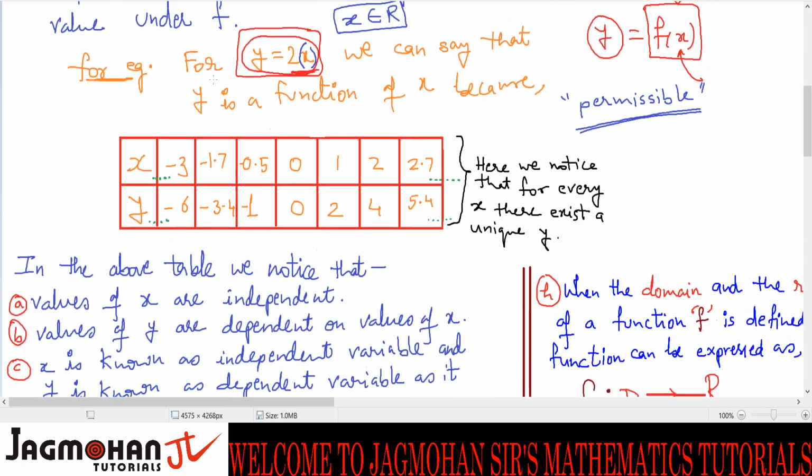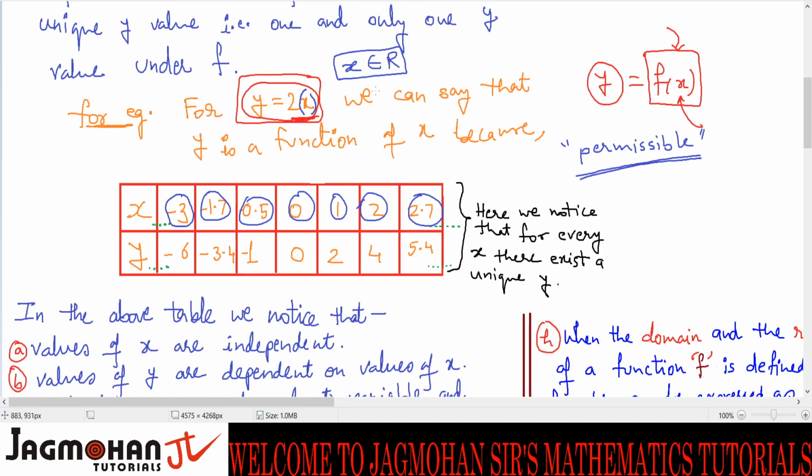See students, in this function y equals 2x, all these x values give you the domain set. These are the values which go in the function. There are infinite x values which will go in the function. This is the domain set. So what was the domain set here, students? The domain set was the set of real numbers.